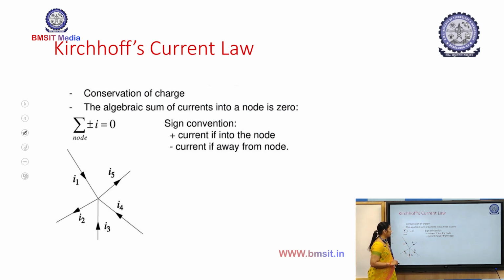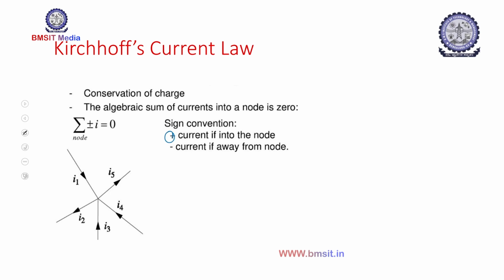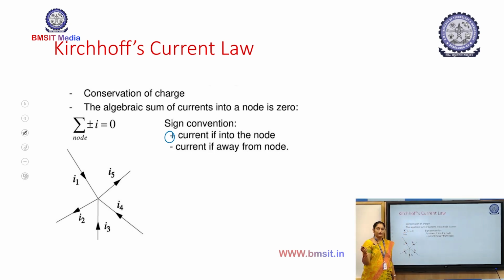So we'll follow the sign convention here. A plus sign we will include for the current if it is into the node, and a minus sign if it is going away from the node. I repeat: current coming into the node will be assigned a plus, and current going outside the node will be assigned a minus.